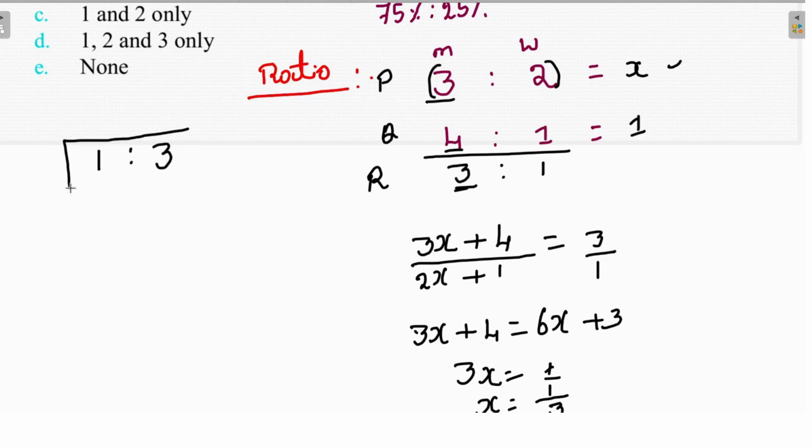This is very important. 1 is to 3 means in vessel P we will take 1 part milk and water. From vessel Q we will take 3 parts milk and water. We are mixing, that is the meaning of that. In vessel P we are taking 1 part milk and water, and in vessel Q we are taking 3 parts milk and water, then we are mixing. Here 1 part, here 3 parts, then if you mix, I will get 75%.